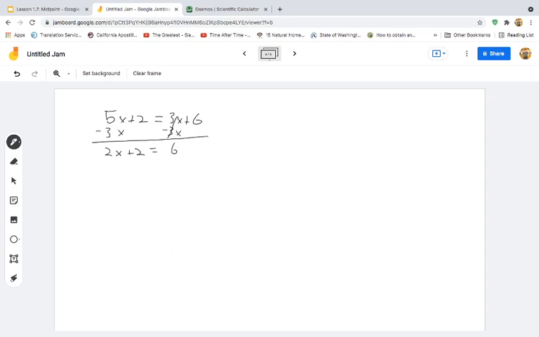Next, we will subtract 2 from both sides in an effort to get that x closer to being by itself. So we have 2x, 2 minus 2 cancels out to 0. We are left with 6 minus 2, which is 4. And then lastly, to get that x by itself, we will divide both sides by 2. 2's cancel out, so we're left with x equals 4 divided by 2 is 2. And so in the end, x equals 2.